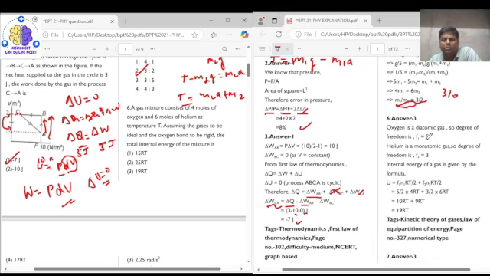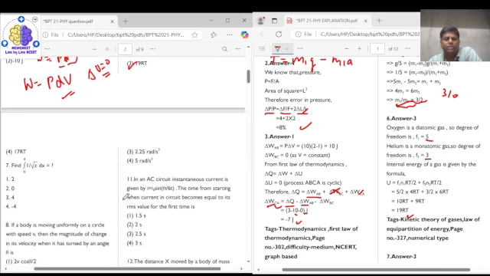Now, if we look into the solution, what we can see is that oxygen is a diatomic gas, so the degree of freedom will be 5. Helium is a monoatomic gas, so the degree of freedom is equal to 3. The internal energy of the gas is given by the formula U is equal to f1 n1 RT upon 2 plus f2 n2 RT upon 2. Putting the values of f1 and f2 and n1 and n2, and solving it, we get the internal energy as 19 RT. So the correct answer for question number 6 is option 3, that is 19 RT.